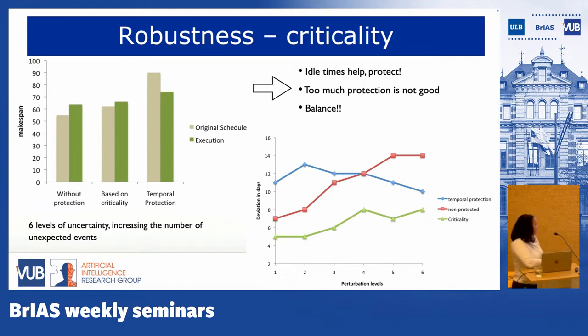And we did some experiments by using different levels of perturbations, going from 1 to 6, less number of perturbations, and a higher number of perturbations. So we have, let's say, 6 levels of uncertainty by increasing the number of unexpected events. And then we can see in the y-axis here, the deviation in days. So if you use the original method, which is the blue one, then you will start having a higher deviation. Of course, you are protecting a lot. You are saying that it will take you longer than it actually is. But as the number of perturbations increase, of course, you start doing better. You deviate less because you already protected a lot.